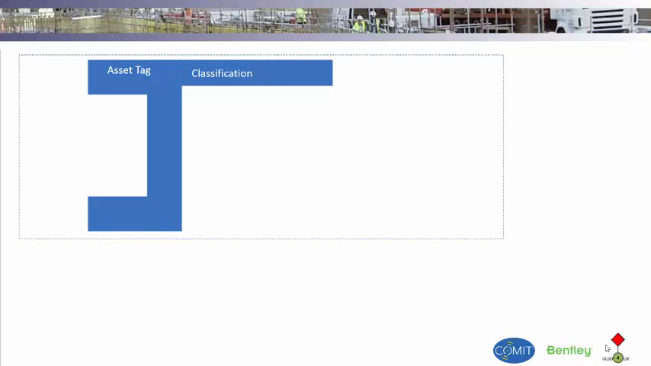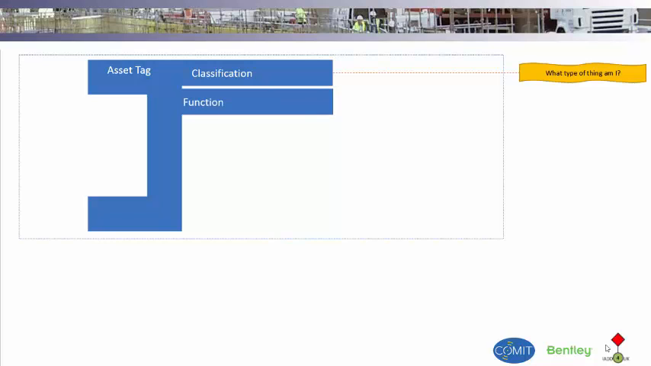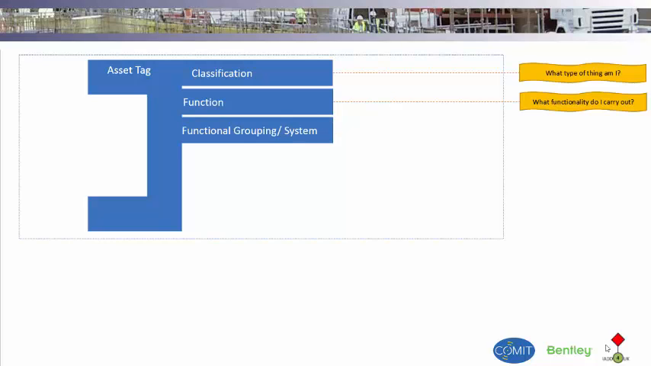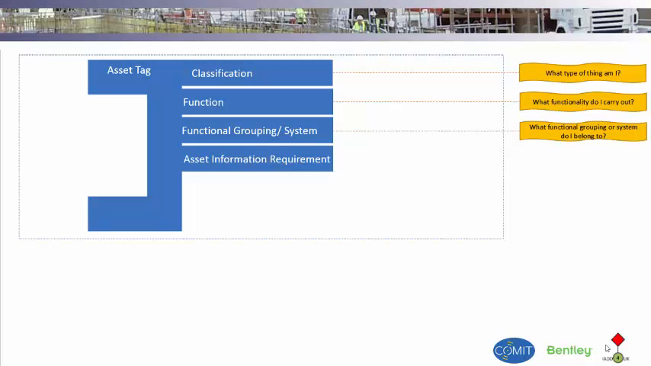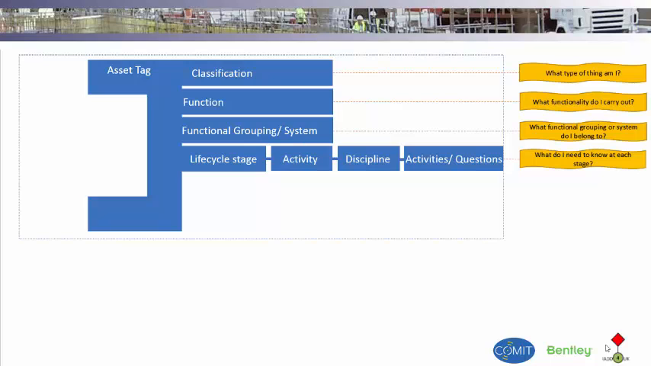The first of these pieces of information is its classification. This helps us to identify what type of thing this is. The second is what function this thing or group of things should be carrying out. Next identifies the functional grouping or system that this tag will be a part of. The asset information requirements related to this function is something that is part of the package and is generated by identifying each lifecycle stage, task, discipline, and the list of activities or questions needed to be actioned. These questions and activities in turn generate all the answers that need to be provided.